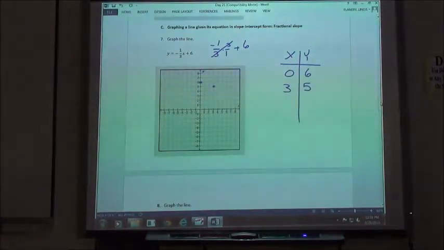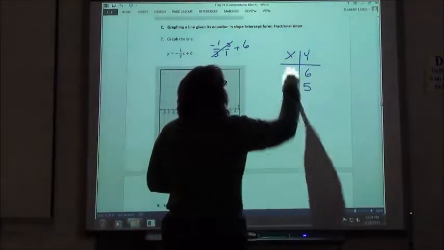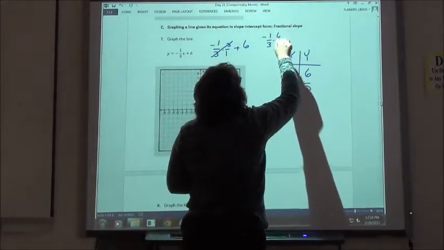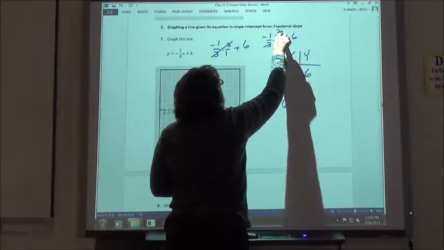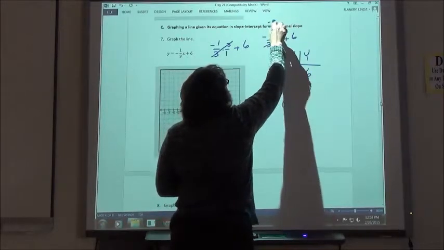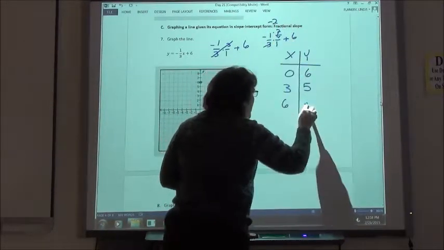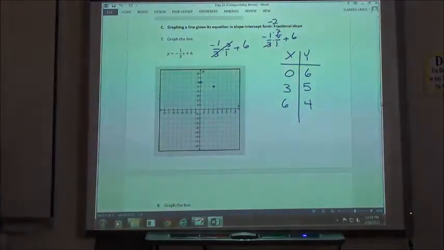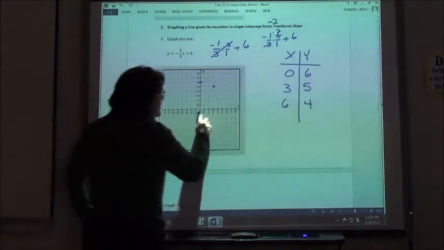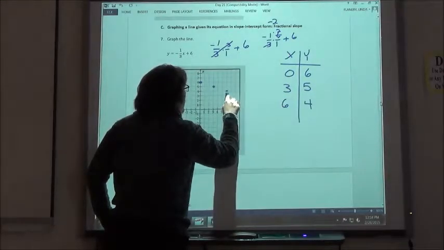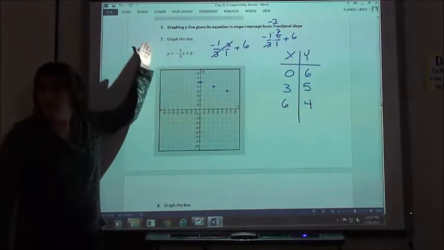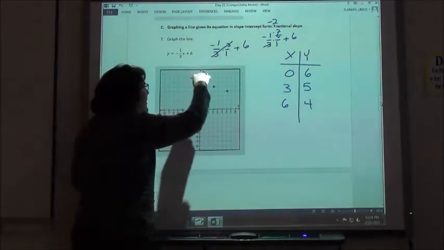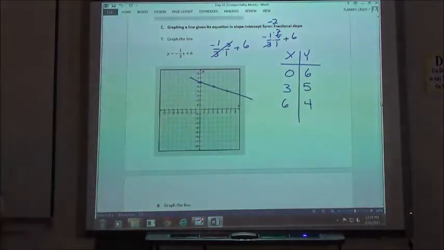What's another number I might want to put in for x? 6 would be a good choice. So -1/3 times 6 over 1 plus 6. 3 goes into 6 2 times. 2 times -1 is -2. -2 plus 6 gives us 4. So 6 over 4 up. 6 over 1, 2, 3, 4 up. So when I draw my line, because my slope was negative, I should be going downhill, and I do, because my slope was negative 1/3.